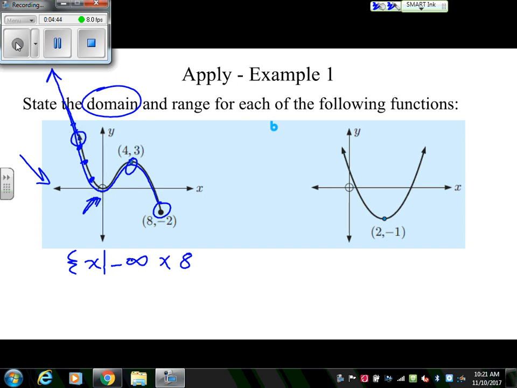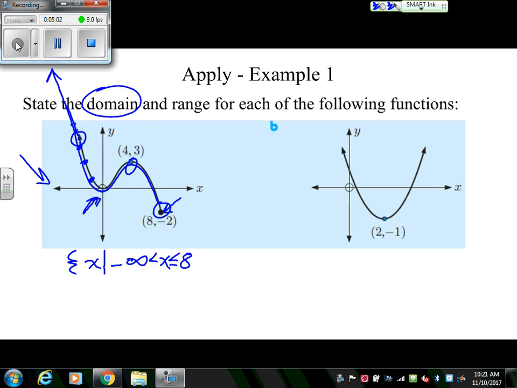Now, I know nothing is less than negative infinity. I'm always going to be using some sort of less than sign. So I have negative infinity is less than my x. Can we ever reach negative infinity? The answer is no. Can we ever reach this 8? Well, it's a closed circle.